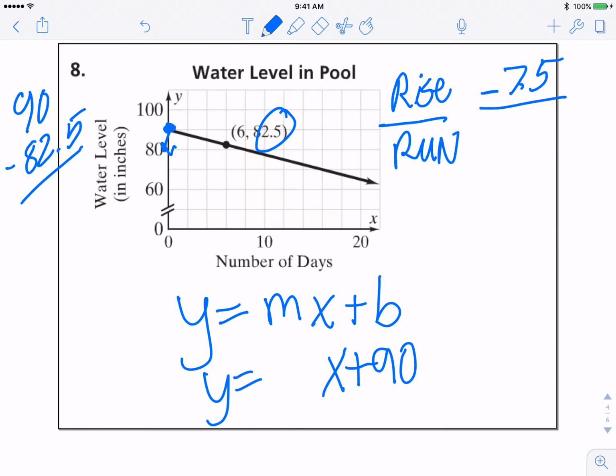Then we need to calculate our run, so we need to go to the right. We're going to the right from 0 in our x's to 6 in our x's, so that's a positive change. Same thing here. We need to divide these out to get a decimal answer for our slope. After doing negative 7.5 divided by 6, that gives us an answer of negative 1.25. So your slope there is a negative slope, because you have a negative 7.5 divided by a positive 6. So y equals negative 1.25x plus 90.